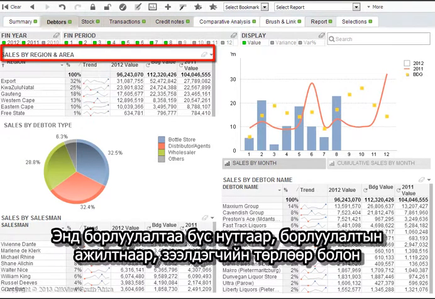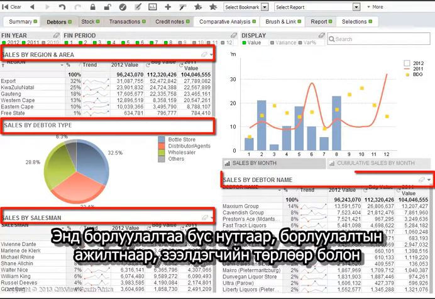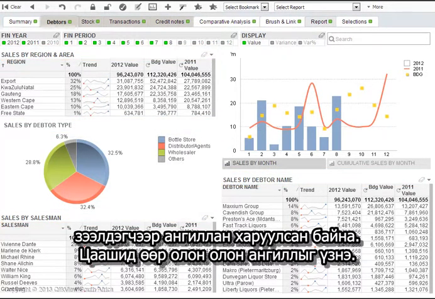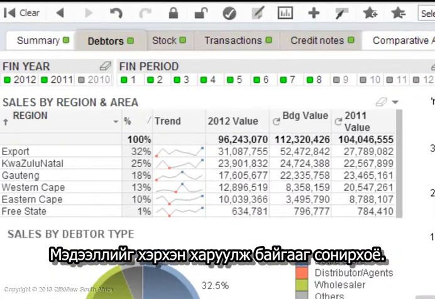We've got sales per region and area, sales per salesperson, sales per data type, sales per debtors, and those are only a few of these classifications. You will see more classifications as we go along. Let us see how the data is displayed.